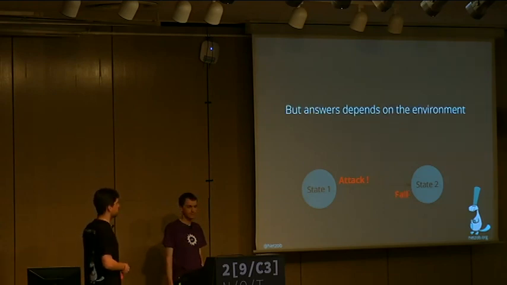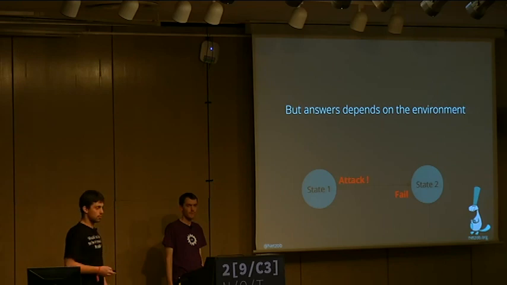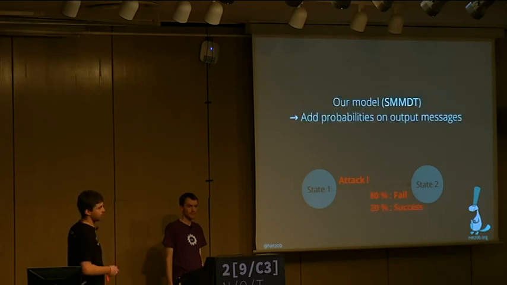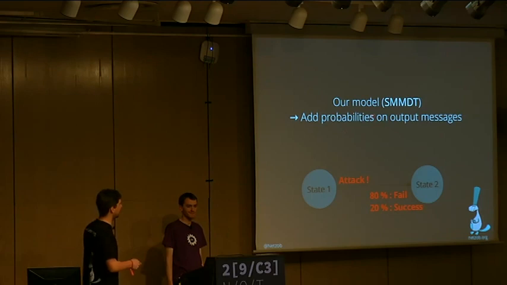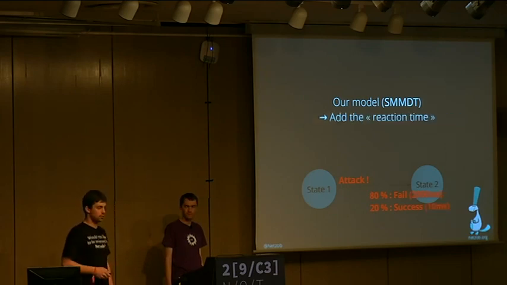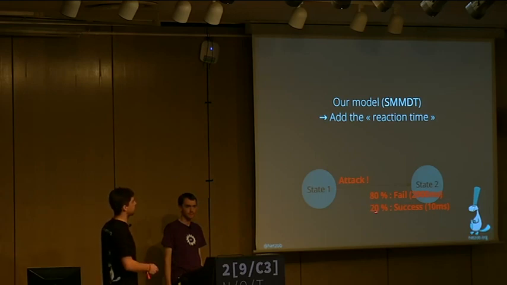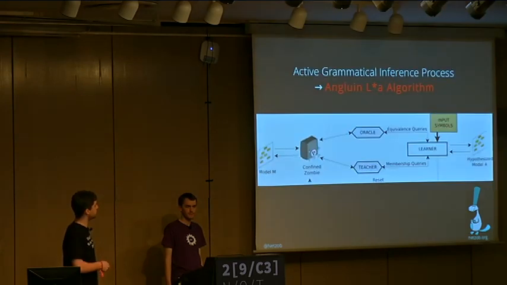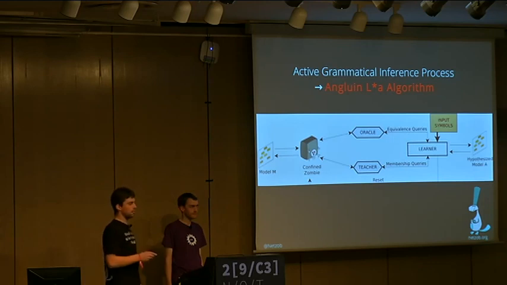We change it to a different model. We name it SNNDT. I won't tell what it means. It only includes a probability. Okay, so when you send attack, you have 80% chance to receive fail or to receive with 20% the success. We also included the reaction time into the grammar. So when you succeed, it's often faster, for example. And when you fail, it can be a 2-second operation. So that was the model of the grammar.